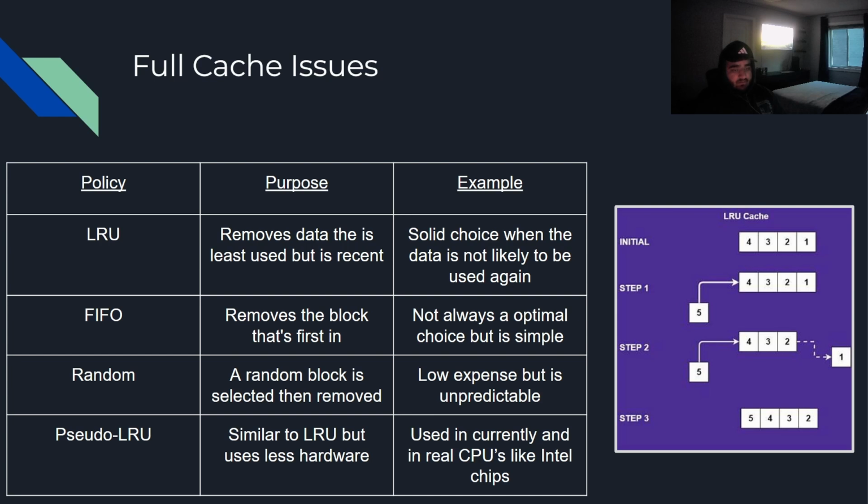Another is random replacement. It chooses a block to randomly evict. It is easy to implement, but may remove useful data. And finally, we have pseudo LRU. This is a hardware friendly alternative to the true LRU discussed previously. It approximates recency tracking with far less complexity, and it's commonly used in real processors like Intel's Alder Lake chip, or Intel CPUs.